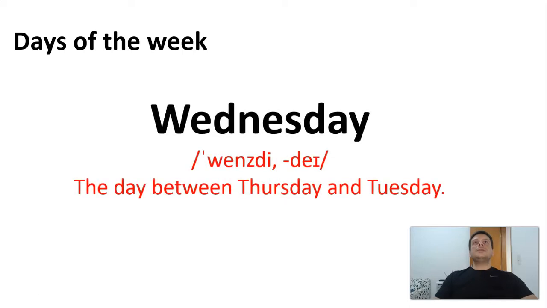Now we have Wednesday. Wednesday. Alright? Wednesday. The day between Thursday and Tuesday. Wednesday is the day between Thursday and Tuesday. As you could see and hear, there's a little difference between Thursday and Tuesday. Okay? Just pay attention to both pronunciations. It's very important, so you won't misunderstand anything if you just pay attention.